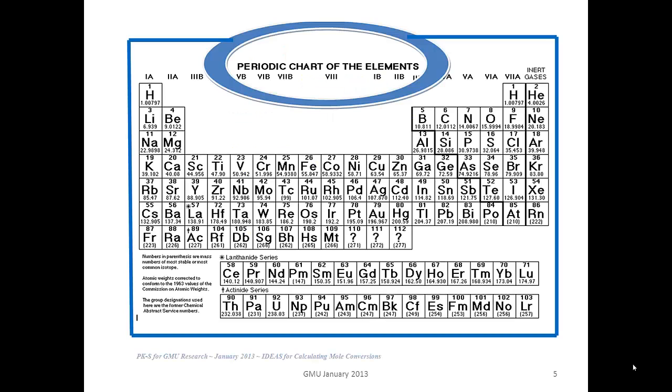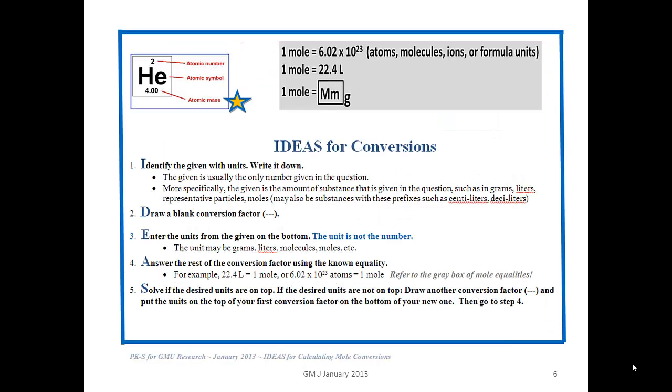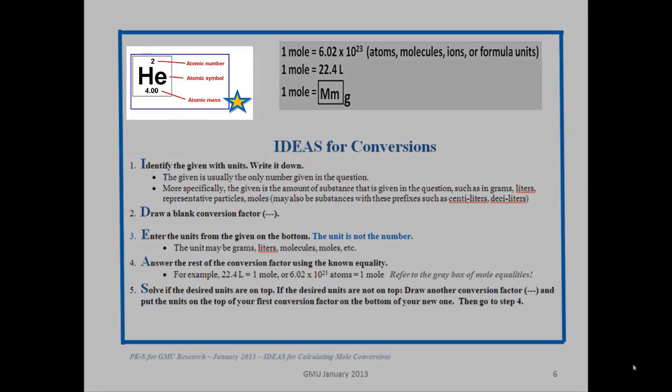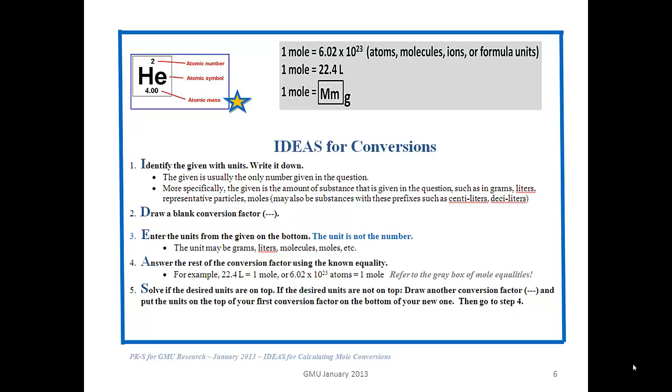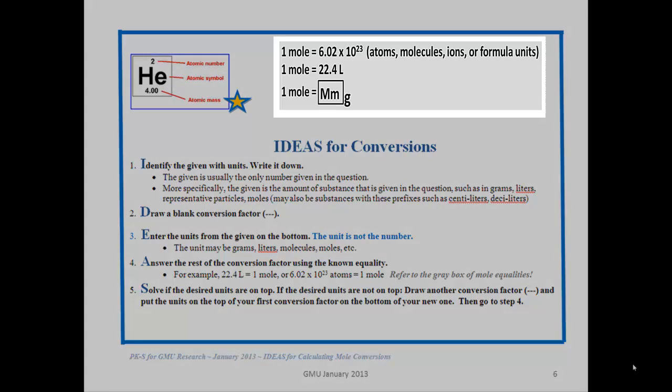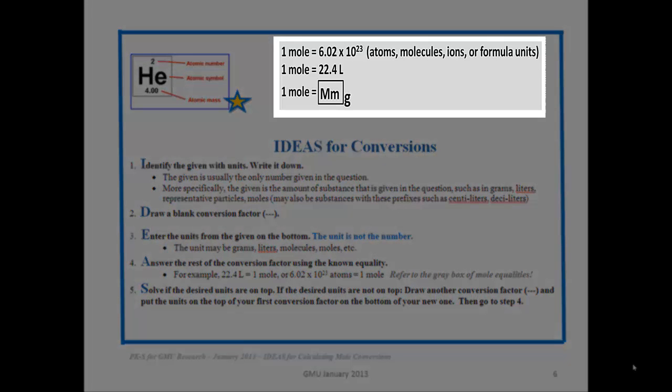One of the things that you'll be using is the periodic chart or the periodic table of elements that looks like this. You have a laminated sheet with this on one side and this on the back side. Notice that in the top left corner you see one of the elements in its box, and it's indicating by the star that you'll be using the number, the atomic mass. You'll also be using what's called the gray box of mole equalities.